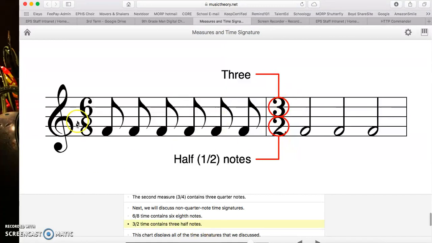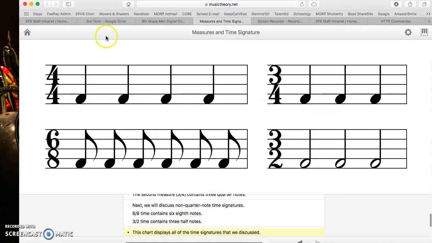Going back to our tutorial, 6/8 time, 3/2 time. In 6/8 time, we can have 6 eighth notes. In 3/2 time, we can have 3 half notes, or the equivalent of 3 half notes. This chart displays all the time signatures that we discussed, and we kind of just walked through that. 4/4 time, 3/4, 6/8, 3/2.